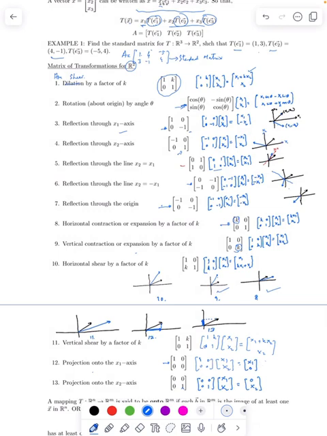Okay, I will do some examples and some more theorems in the next video.